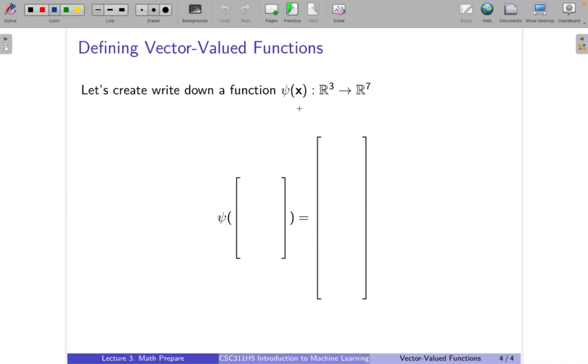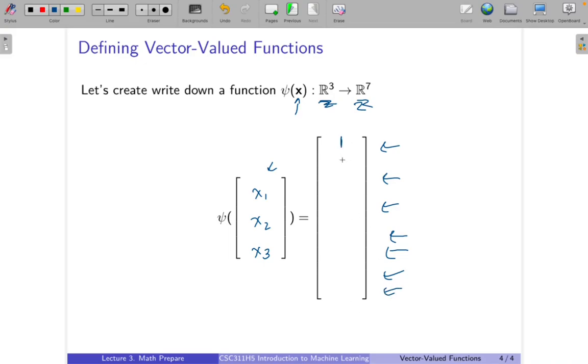Let's say that we want to write down a function that goes from R3 to R7. Then, well, let's just come up with such a function. My input should be in R3, which means that I will need to write down 3 scalars here to form my vector x. And my output needs to be in R7, which means I need to write down a vector here with 7 scalars in it.